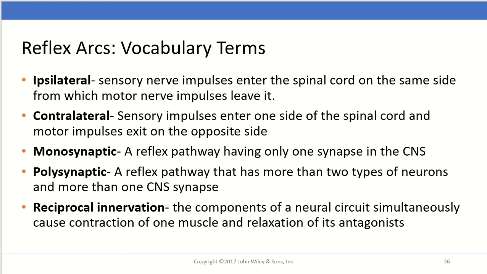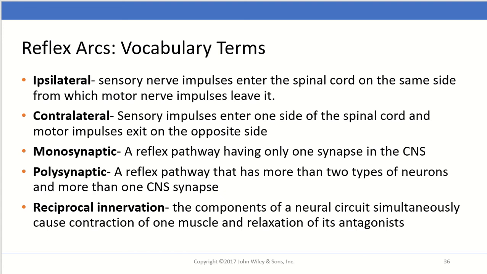So now before we get into these individual reflex arcs, we need to discuss some vocabulary terms. So first we have ipsilateral, and this is where the sensory nerve impulses are going to enter the spinal cord on the same side from which the motor nerve impulses leave it. Right? And then contralateral is where the sensory impulses enter one side of the spinal cord and the motor impulse exits on the opposite side. So those two are opposites.